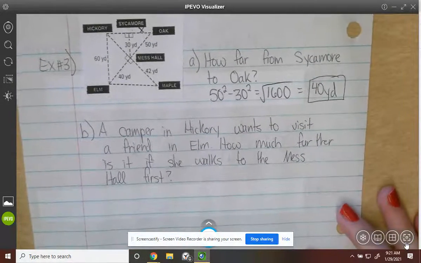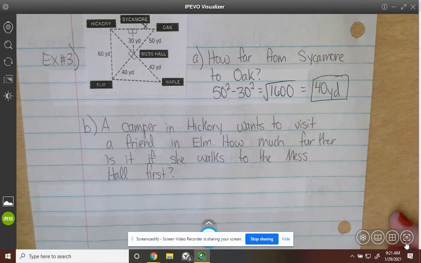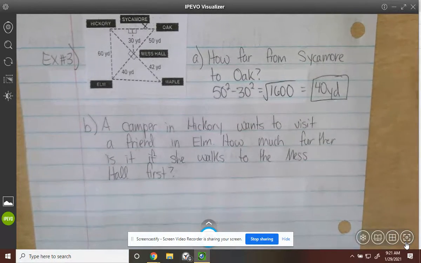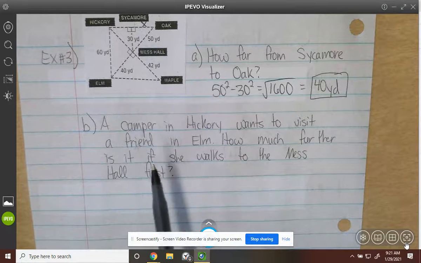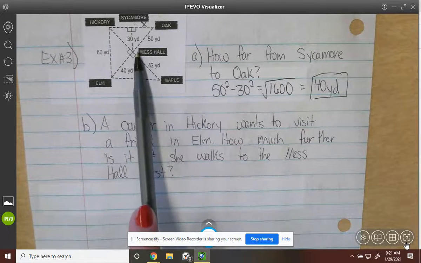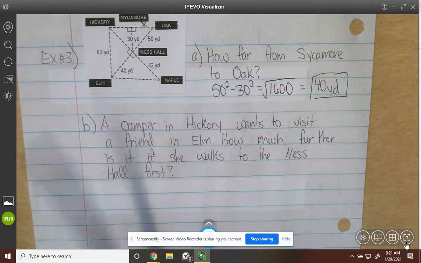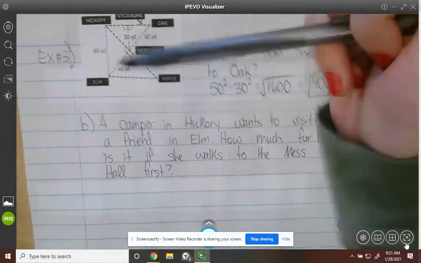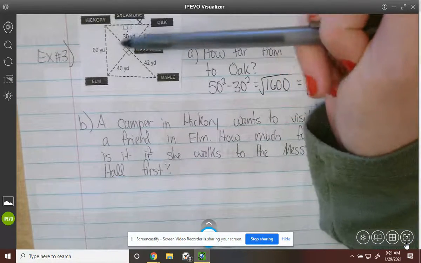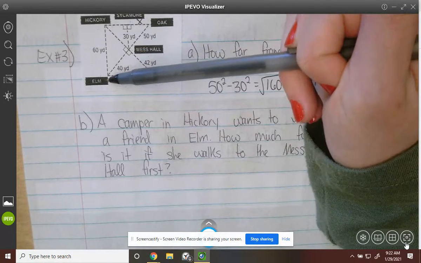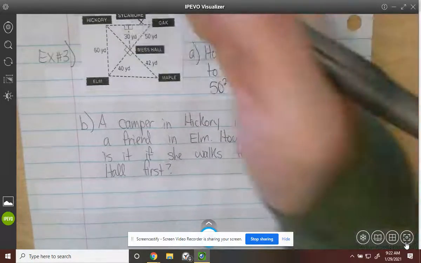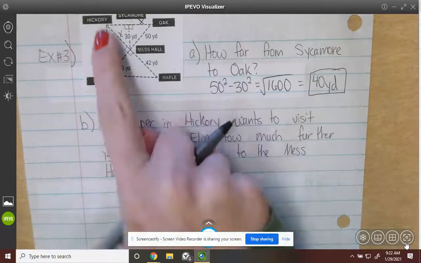Okay, the next one's a little bit more complicated. It says a camper in Hickory wants to visit a friend in Elm. So Hickory to Elm, it's just 60 yards. But how much further is it if she walks to the mess hall first before she goes to Elm? So 60 yards there. If she goes to the mess hall, we don't know how far it is from Hickory to the mess hall, but we do know it's 40 yards from the mess hall to Elm. So we have to figure out what that is right there.